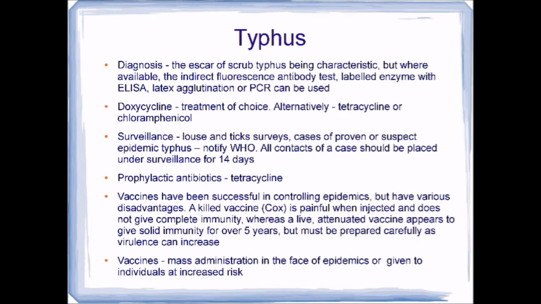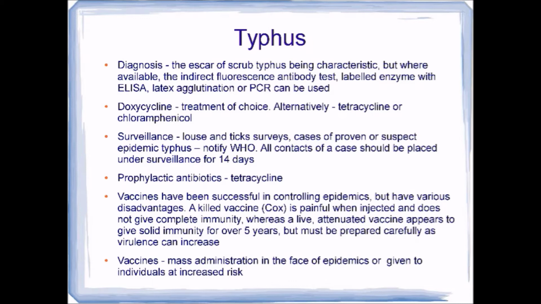Prophylactic antibiotics, generally tetracycline, can be given to contacts to reduce the extent of the reservoir. Treatment centers should be set up to discover cases early and antibiotics given. Vaccines have been successful in controlling epidemics, but they suffer from various disadvantages.